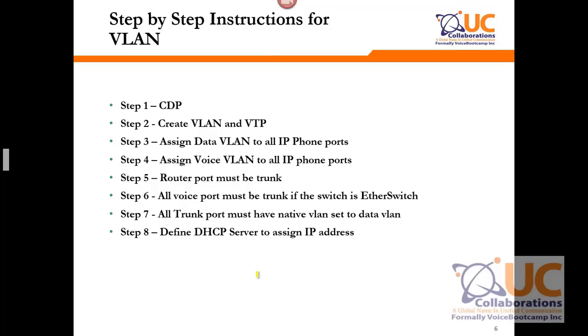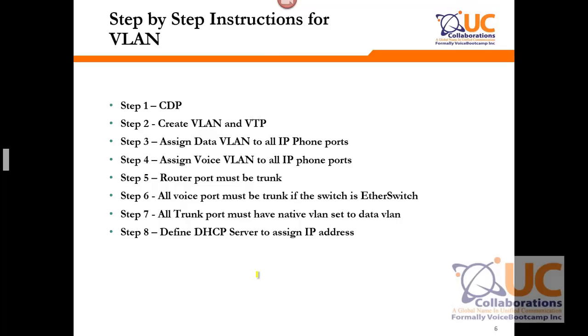Step 2 is to create the VLAN and VTP. Now, VTP is not really required. You don't have to configure VTP unless you have multiple switches connected directly to each other. Because these switches are independent, VTP is not really important, but the VLAN is. You must assign the VLAN once it is created. So we're going to create a data VLAN and a voice VLAN, and assign them to the appropriate ports.